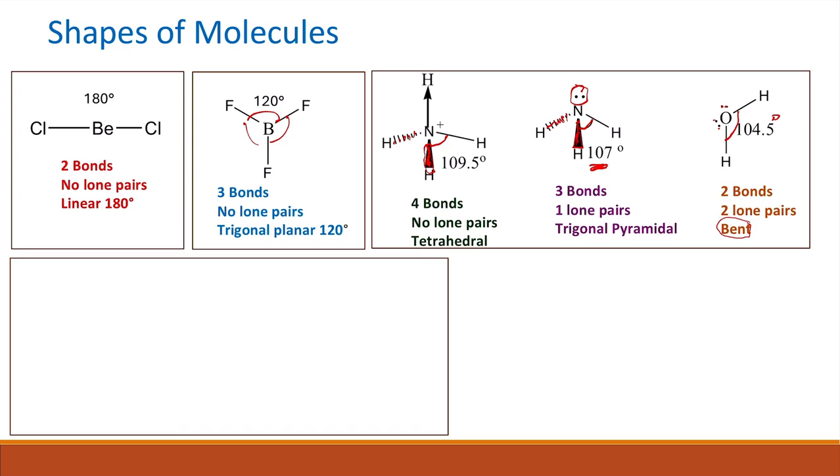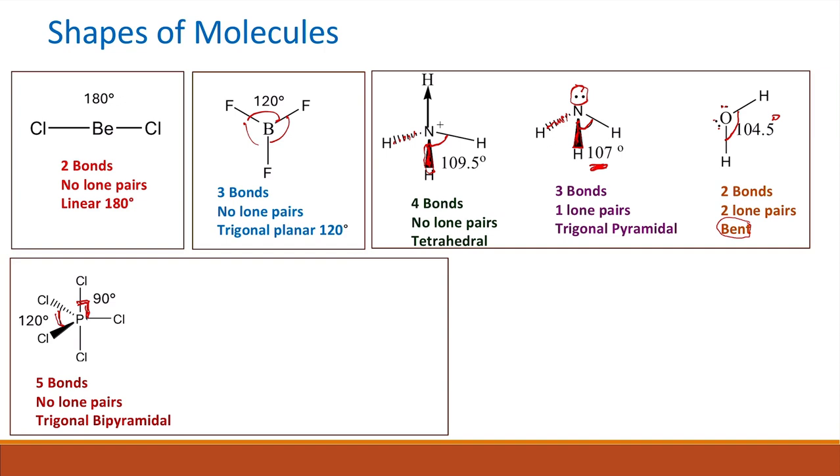Then if we have five different electron pairs, then we have three possibilities as well. The first one having five bonds, no lone pair. The shape is called trigonal bipyramidal, like phosphorus pentachloride. There are two different bond angles. The first one is 90 degrees and the second one is 120 degrees.